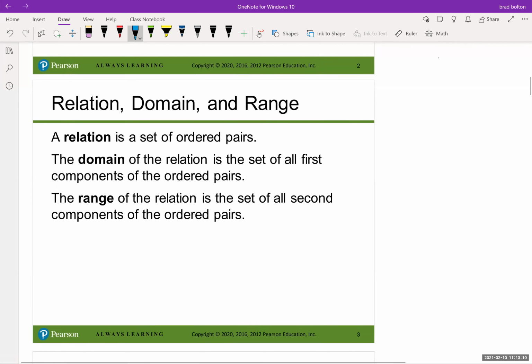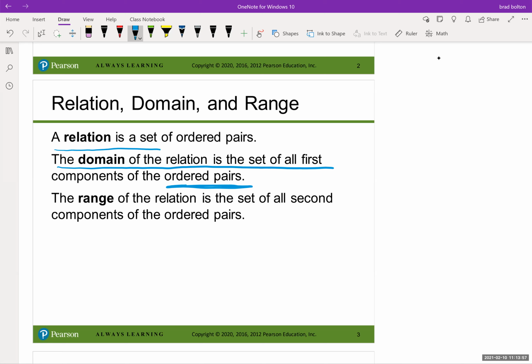Okay, so relation, domain, and range. A relation is a set of ordered pairs. A function is a specific type of relation, so that's what we're going to define these terms as. The domain of the relation is the set of all first components of the ordered pairs. This is a little bit specific to graphing when they're talking about ordered pairs. If we were in class going over this, I would ask everybody what they think a function is or what they think domain is. A lot of people aren't really sure about domain. So the domain of the relation is the set of all first components of the ordered pairs.